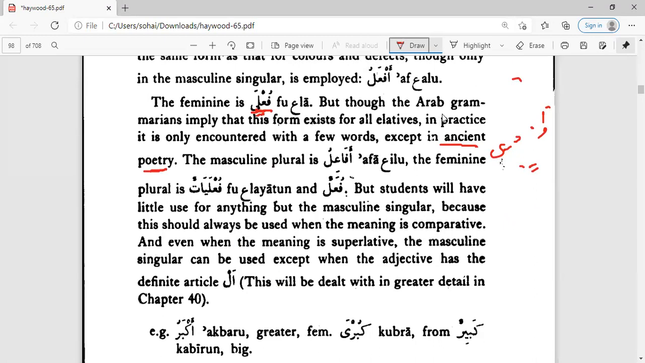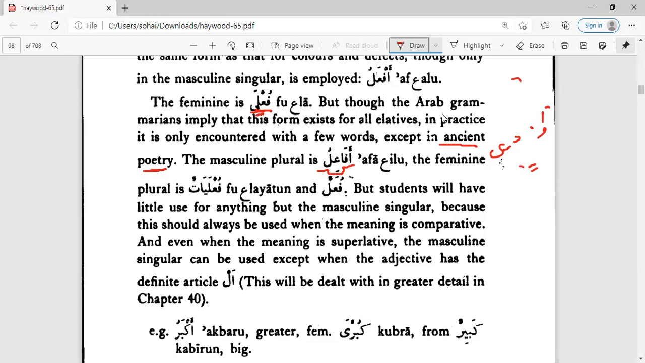It says the masculine plural is afa'ilu. Again, I haven't come across this in books. This is very rare. And the feminine plural is fu'layatun, and fu'alun. The key here is you remember af'alu. Af'alu is the key. You need to remember that, and probably fu'la as well. The rest is quite rare. Even fu'la is rare.